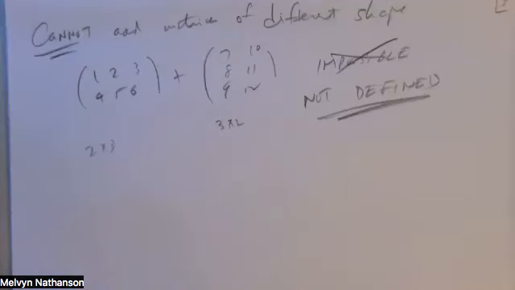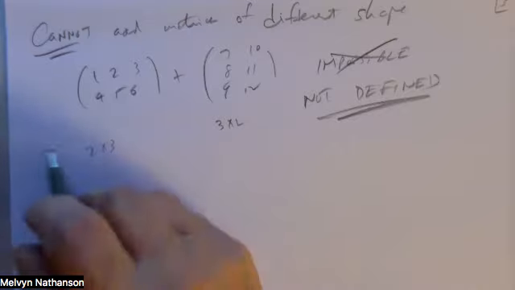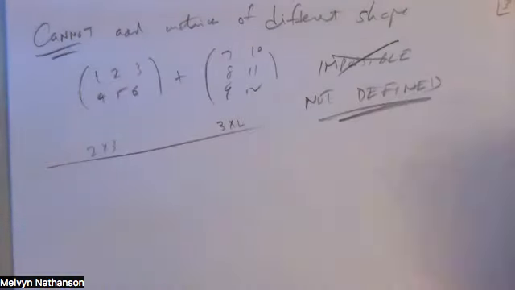Okay. Now, what about multiplying matrices? So matrix multiplication is extremely important, but the definition is a little bit more complicated.